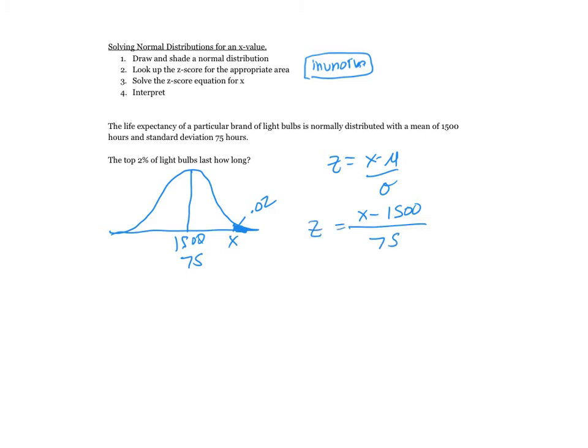So I'm going to use inverse normal, but here's the trick. You need to look up 98% on inverse normal to get that z-score. So on your calculator, you'd go to the inverse normal command, and you would type in 0.98, okay, as the area. Okay, when you do that, the z-score you'll get is 2.05.